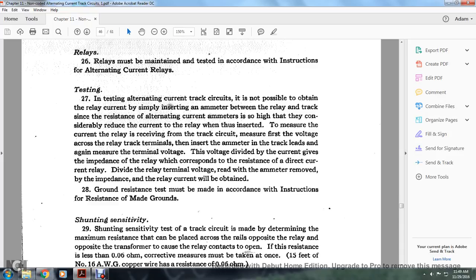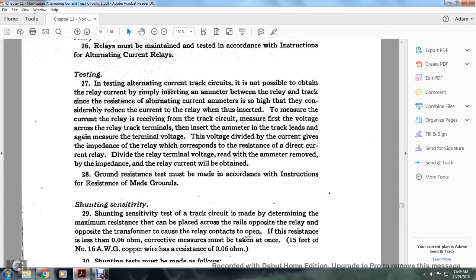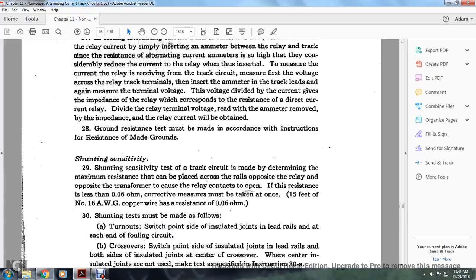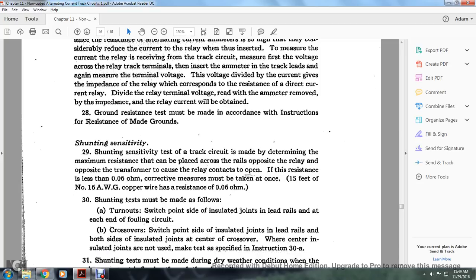28. Ground resistance testing must be made in accordance with the instructions for resistance to ground. 29. Shunt sensitivity. The shunt sensitivity test for the track circuit is made by determining the maximum resistance that can be placed across the rail opposite the relay and opposite the transformer to cause the relay contacts to open. If the resistance is less than 0.06 ohm, corrective measures must be taken at once. 15 feet of number 16 AWG copper wire has a resistance of 0.06 ohm. Shunting testing must be made as follows.